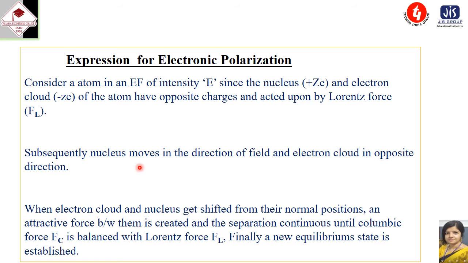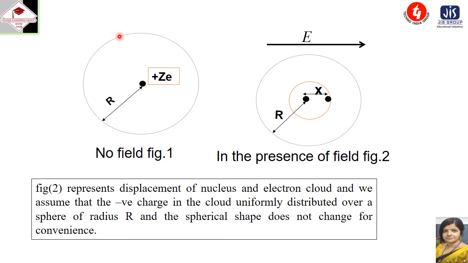Subsequently, the nucleus moves in the direction of the field and the electron cloud in the opposite direction. When the electron cloud and the nucleus get shifted from their normal positions, an attractive force is created between them, and the separation continues until the Coulombic force Fc is balanced by the Lorentz force Fl. Finally, a new equilibrium state is established. So this is the figure of the atom.